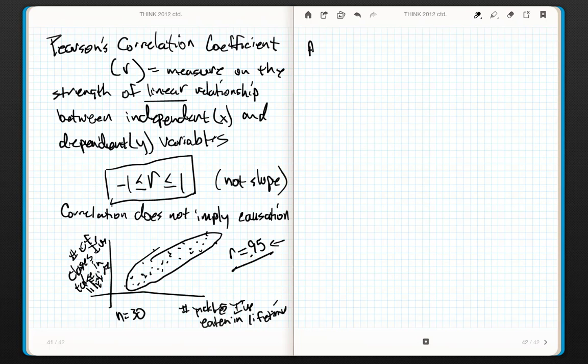Now let's talk about our assumptions. Really, the only assumption to be able to do a correlation coefficient is we just need an SRS. That's all that we really need. We just want to make sure that we gather our data from a simple random sample.